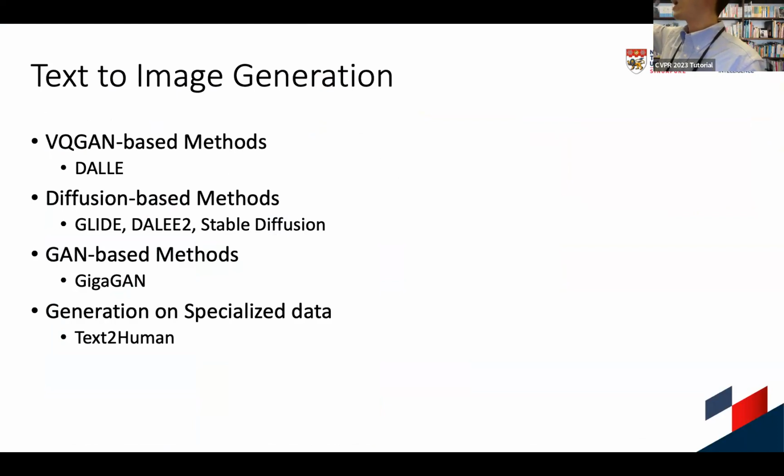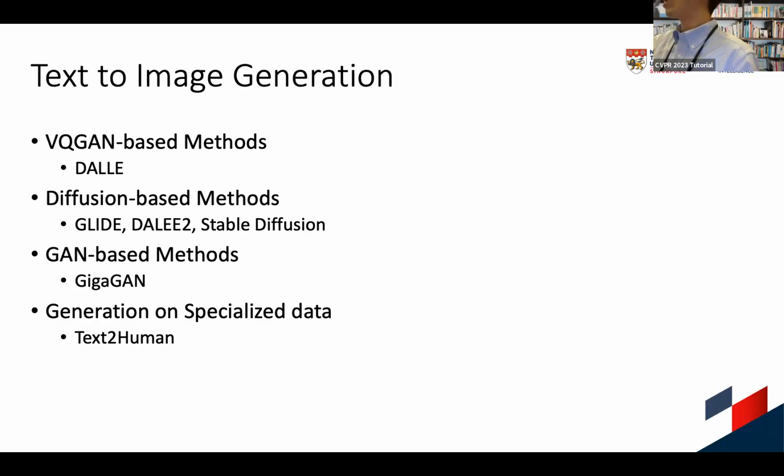There are some VQGAN-based methods that try to build the link from the text prompts to this discretized, vector-quantized latent space. And then we have the very popular diffusion-based methods. And we also have the GAN coming back, right? This GAN-based method.